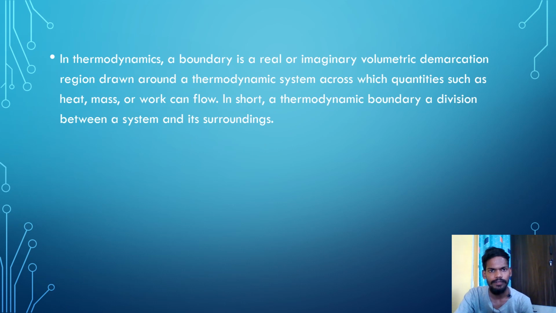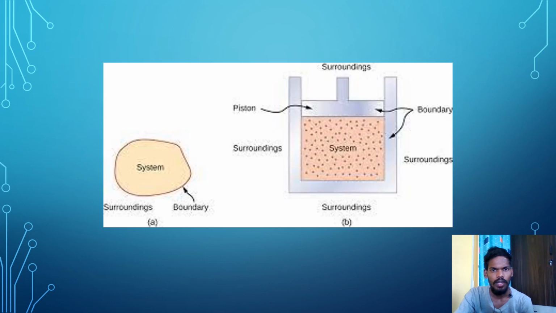In thermodynamics, a boundary is a real or imaginary volumetric demarcation region drawn around a thermodynamic system across which quantities such as heat, mass, or work can flow. In short, a thermodynamic boundary is a division between a system and its surroundings. This is the diagram of the topic.